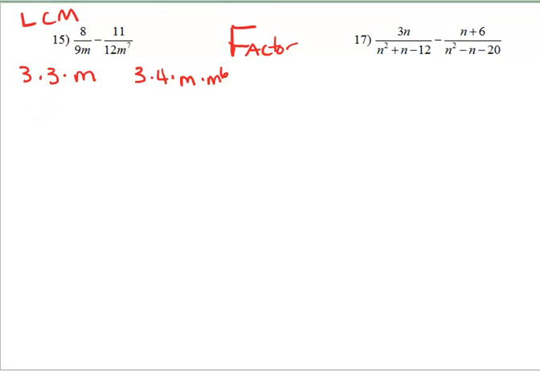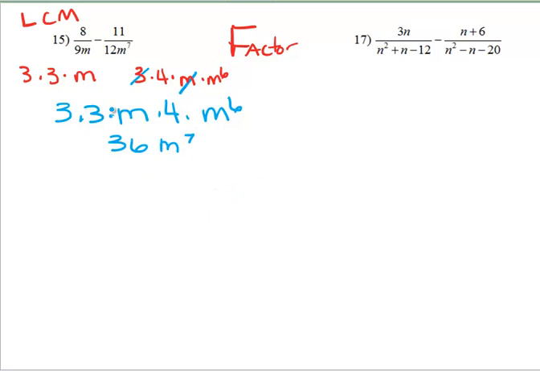Anyway, here's a 3, so there's a 3 in common. There's another 3 in there, and then an m. So that goes away. And then over here I have a 4, and I have m to the 6th. So that's the least common multiple, which would be 9. 3 times 3 is 9, right? 9 times 4 is 36. M times m to the 6th would be m to the 7th.